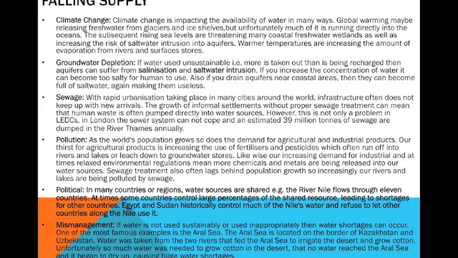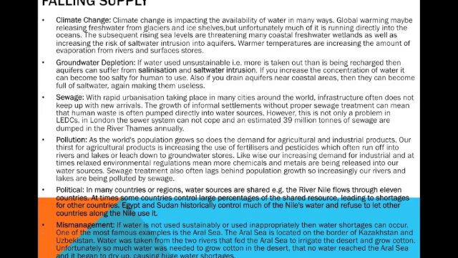So, groundwater depletion. If water is used unsustainably, so more is taken out than is being recharged, then aquifers can suffer from salinization and saltwater intrusion. If you increase the concentration of salt, the water can become too salty for humans to use. Also, if you drain aquifers near coastal areas, then they can become full of saltwater, again making them useless.